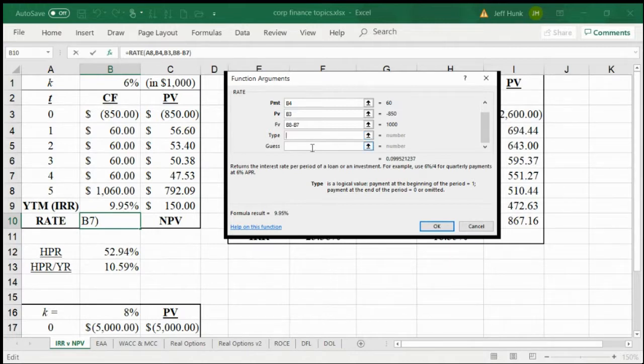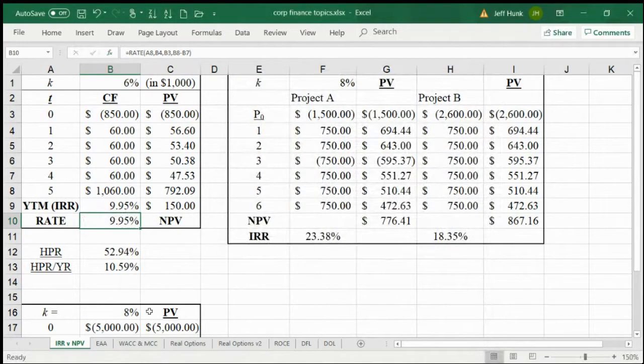And you don't have to guess. It already gives you accurate result, right? So then you hit enter and you get this. So we got our internal rate of return.